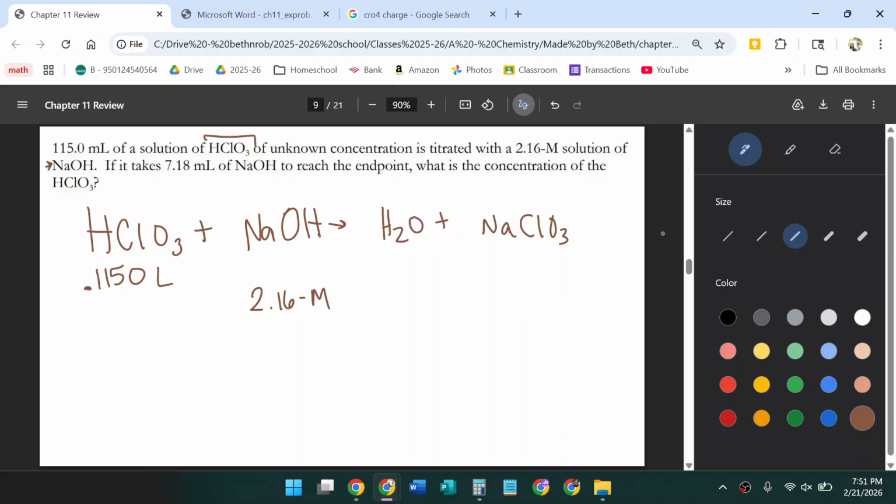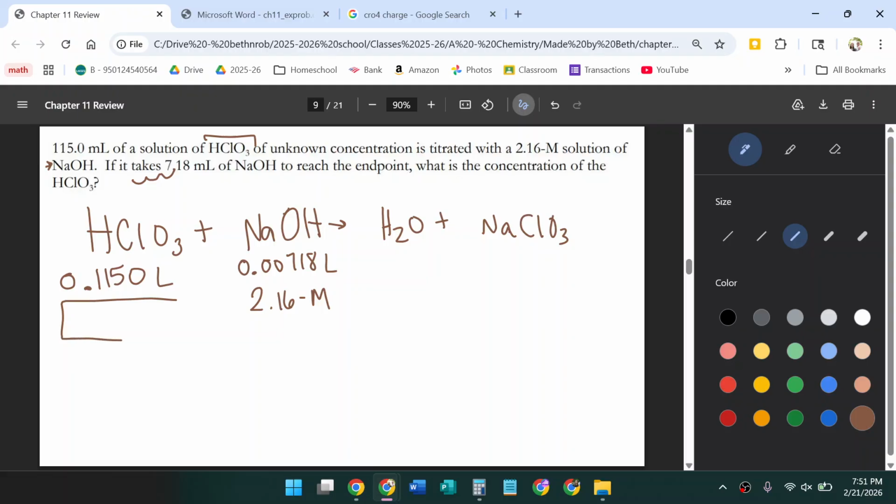And then it tells me how many liters I used of the NaOH. I'm going to change the milliliters to liters, so I have to move this decimal 1, 2, 3 spaces. So 0, I have 2 bumps and then 718 liters. And then those liters work out to make it reach its endpoint. In other words, the reaction's complete, nothing's left over. They stop there, and they want to know the concentration.